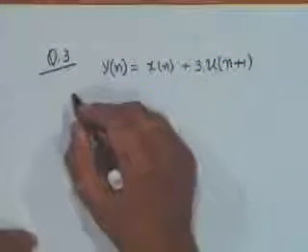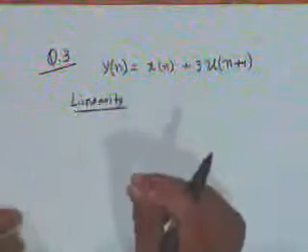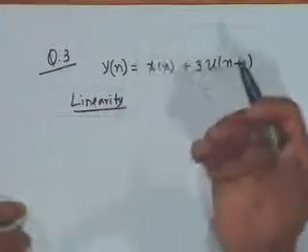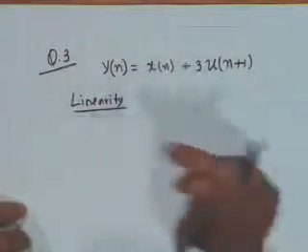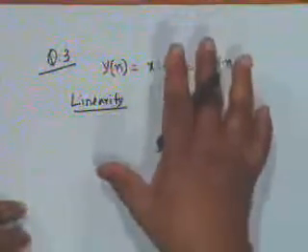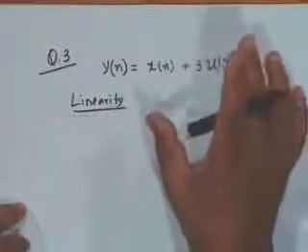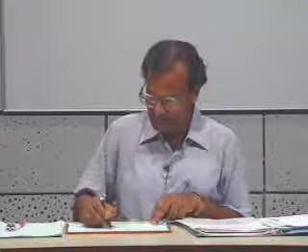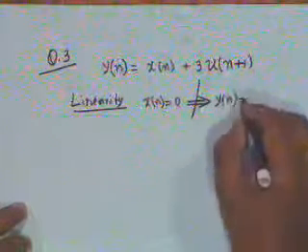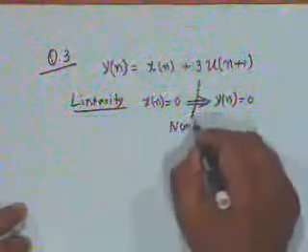Firstly, with respect to linearity, I told you that you need not necessarily go through alpha1 x1 plus alpha2 x2 and so on, because if you can find one counter example, that's good enough to show this system is non-linear. And the counter example is obvious. For a linear system, 0 input should lead to 0 output. So x[n] equal to 0 does not lead to y[n] equal to 0, and therefore the system is non-linear. Very simple.